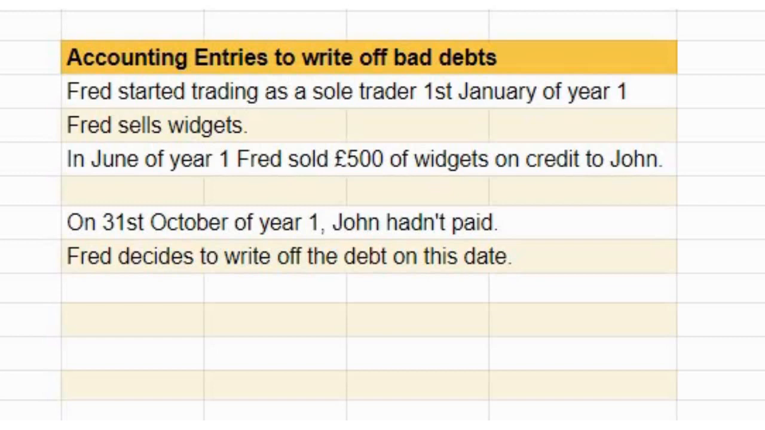In this video I'm going to be looking at the accounting entries used to write off bad or irrecoverable debts. So let's look at this example. Fred started trading as a sole trader on the 1st of January of year 1. Fred sells widgets. In June of year 1, Fred sold £500 of widgets on credit to John.